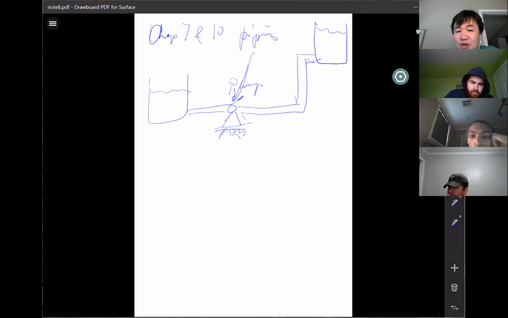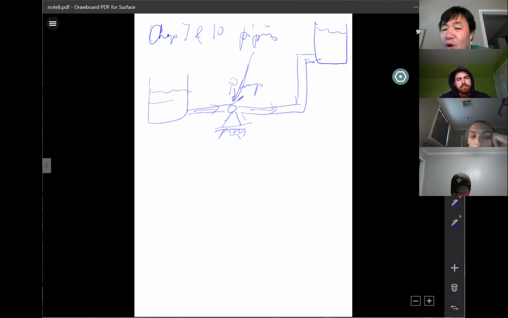Let me draw this. A lower tank, with the flow going from left to right. I put a pump here, trying to deliver the water or liquid from the lower tank to the higher tank. Without the pump, it won't happen. Gravity driven flow always goes from the high tank to the low tank, never in the opposite direction. If you want to deliver liquid from a lower location to a higher location, you have to use a pump. That's one of the two purposes.